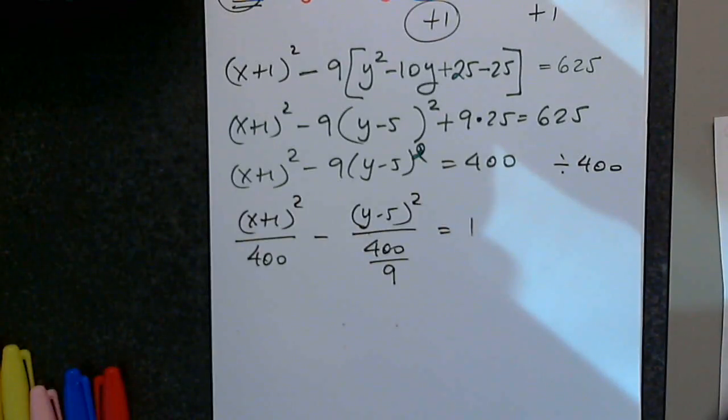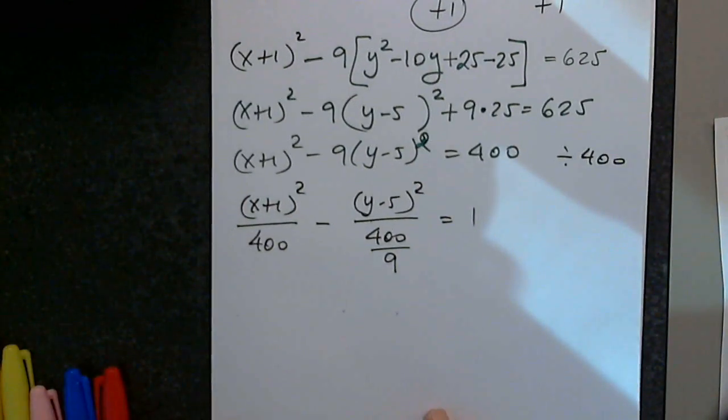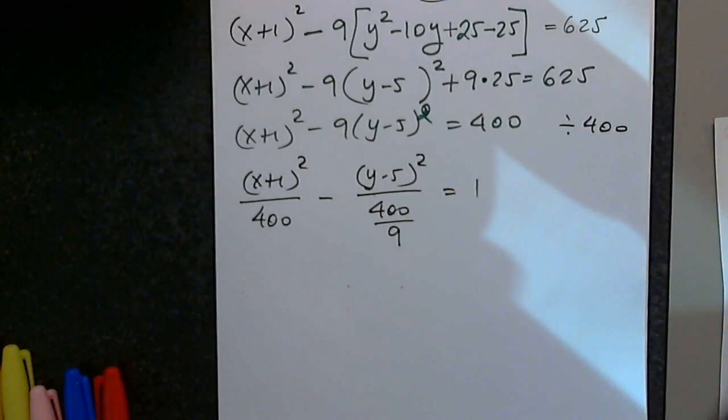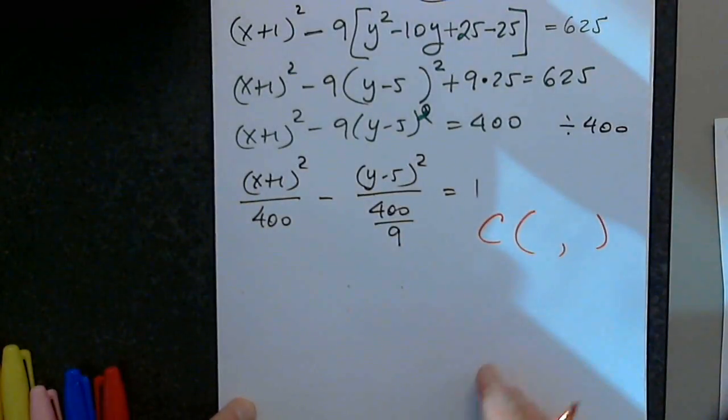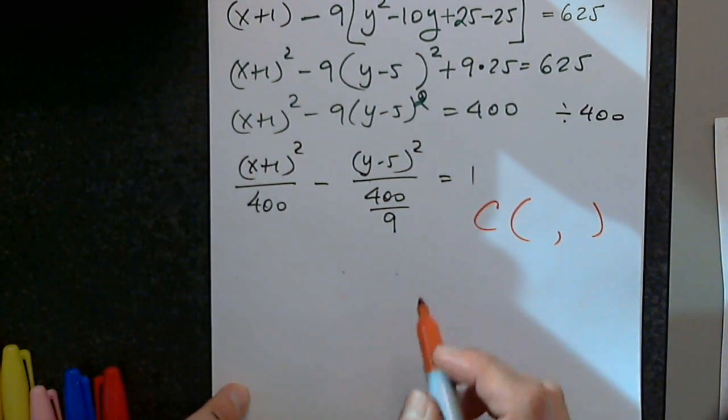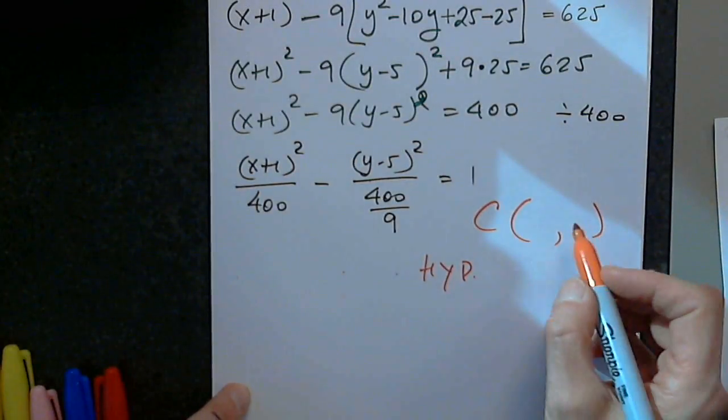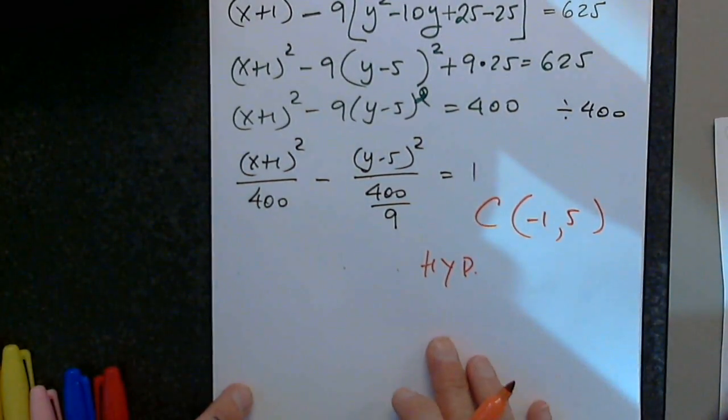We're not asked to graph. Is it on the transversal axis, on the x-axis or on the y-axis? Yes, on the x-axis. Very good. So can anyone give us the center? Because it's a shifted conic section, it's a hyperbola. Negative 1, positive 5. Awesome.